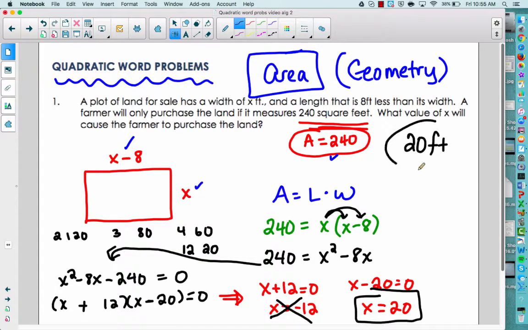Okay? All right, so there's one good example. That's a geometry problem. We're going to look at one more.